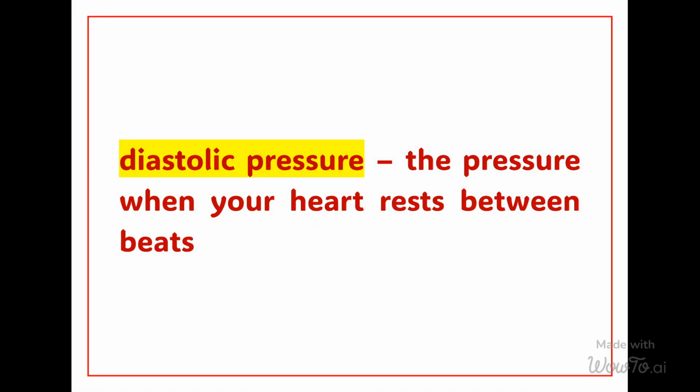Diastolic pressure is a term used in the context of blood pressure measurement, referring to the lower number in a blood pressure reading. It represents the pressure in the arteries when the heart is at rest between beats, indicating the minimum force exerted by the blood against the arterial walls.